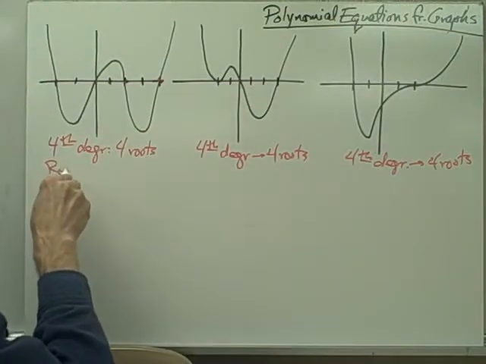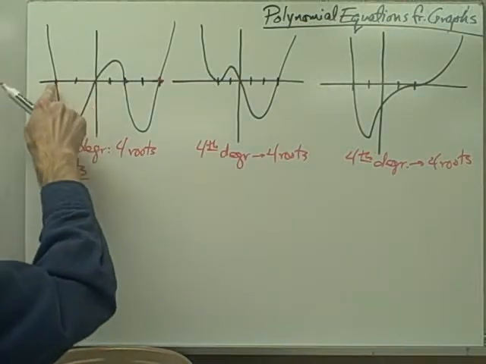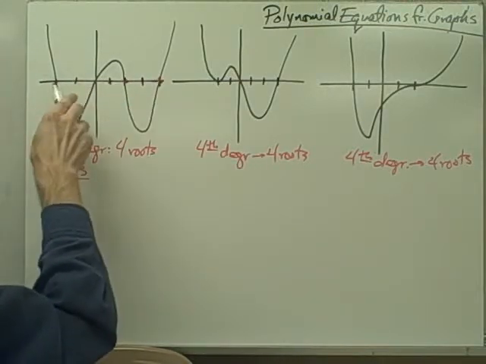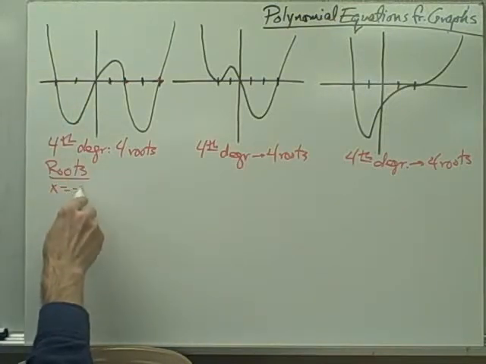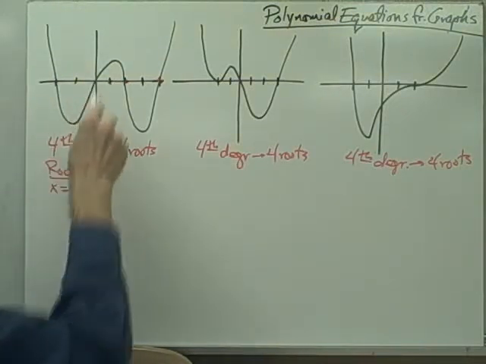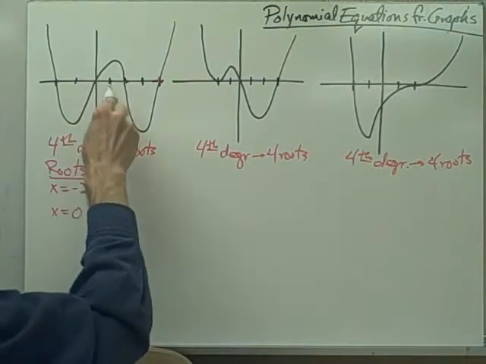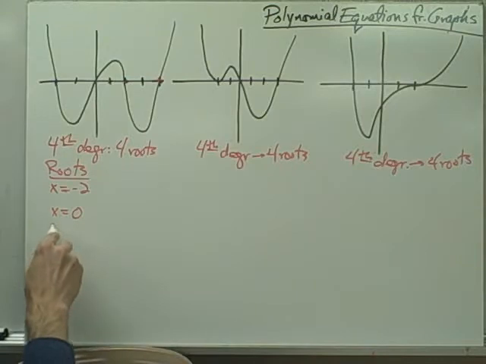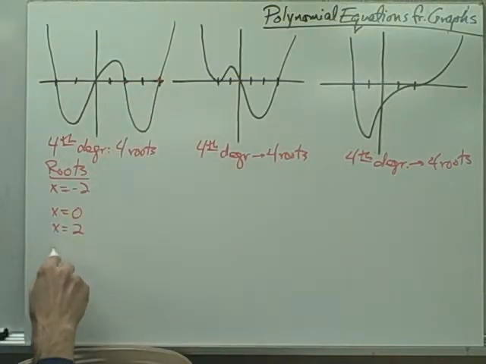So my roots here are going to be the points where it crosses or touches the x-axis. So I've got a root here at x equals -2. I've got a root at x equals 0. I've got a root at x equals +2. And I've got a root at x equals 4.